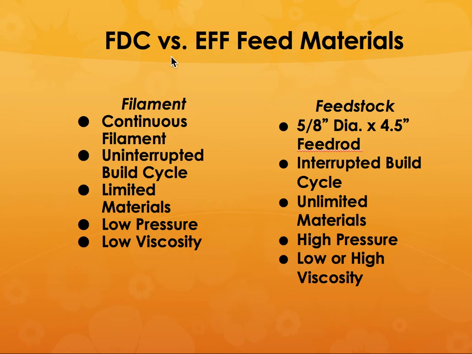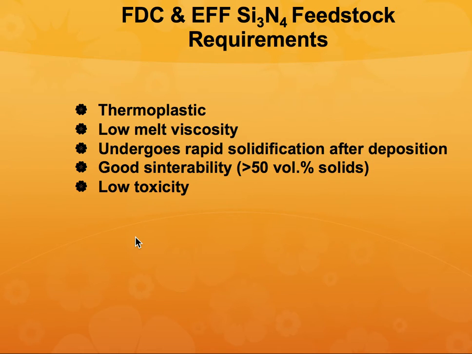Comparing the fused deposition of ceramics versus extrusion free-form fabrication: fused deposition is done with continuous filament, an uninterrupted build cycle, but with limited materials. In this case, we had to keep feeding it with a different feedstock material, so we had to interrupt the build cycle. With extrusion free-form fabrication, there are unlimited materials, and we could press it down with high pressure and produce parts that needed low or high viscosity materials. But in this case, we were only able to apply low pressure and low viscosity materials because it is a filament feedstock. You can only apply a very small pressure going through that nozzle. So we had to create feedstock that could be easily extruded through that nozzle.